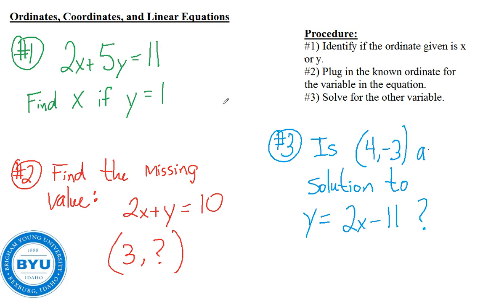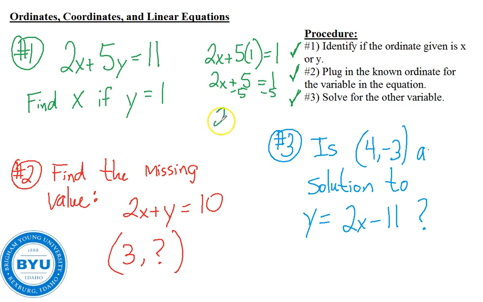Let's take a look. This first one, they told us we need to find the x value if y equals 1. Well, to do that, we need to identify if they've given us x or y. Well, they give us y. So let's plug 1 into the equation. So we'd have 2x plus 5 times 1 equals 11. Well, 5 times 1 is just 5. So if I solve now for the other variable, which is x, I'm going to minus 5 from both sides. I get 2x equals negative 4. So x equals negative 2. That's what the x value would equal.